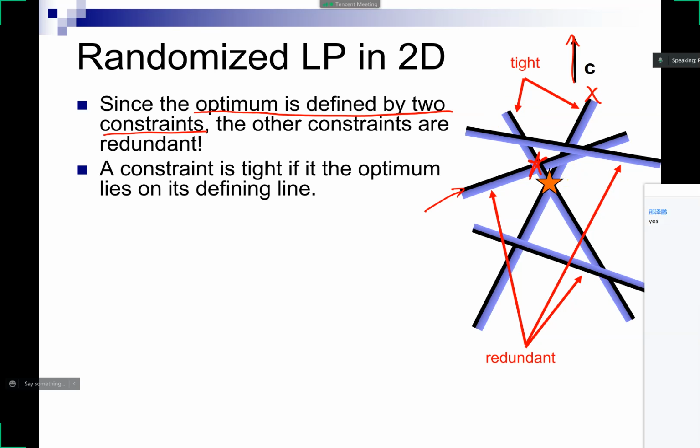Okay, so the difference between the tight and the redundant constraint is that for the redundant constraint, if you take it out, you don't change the optimum. Whereas for the tight constraints, if you take them out, you are going to change the optimum. Okay, any questions about that? That's like the key point for this algorithm. Okay, so any questions about this?